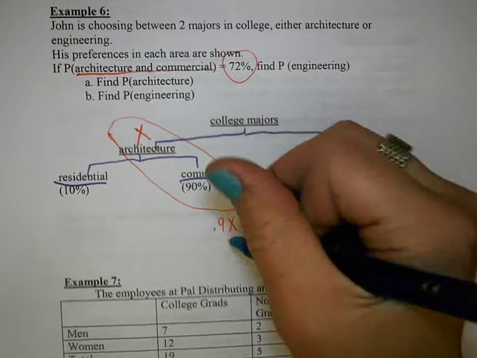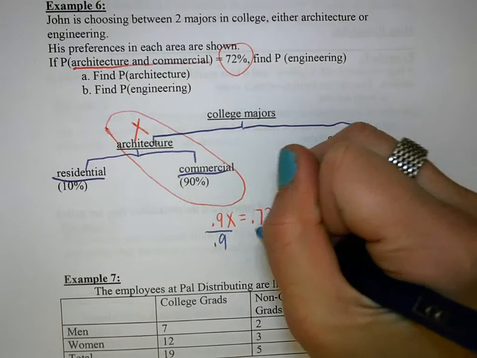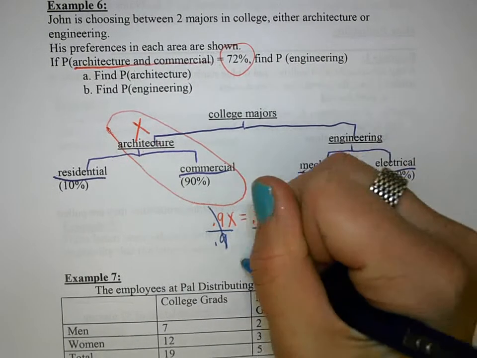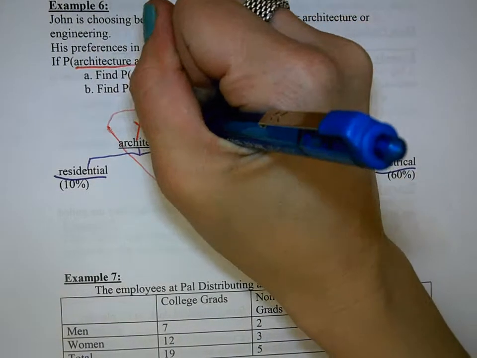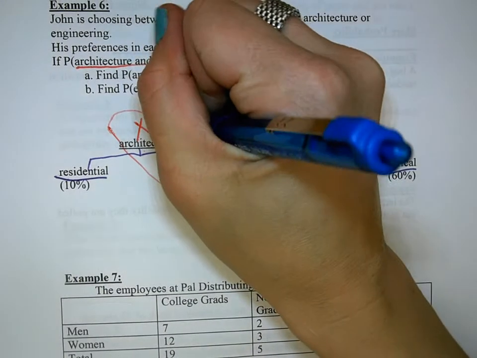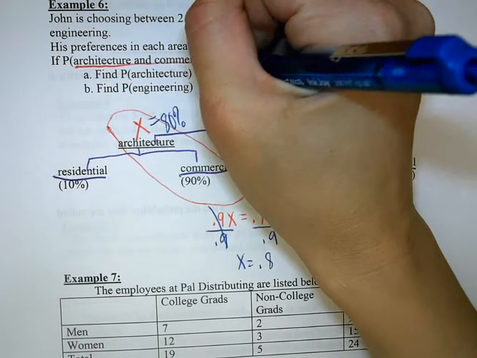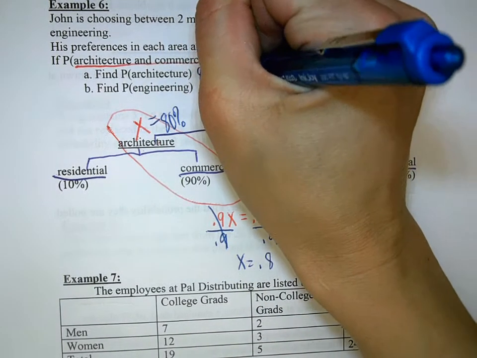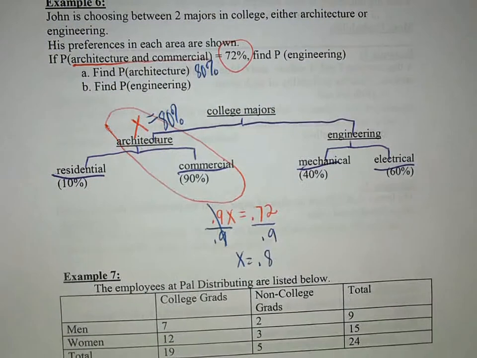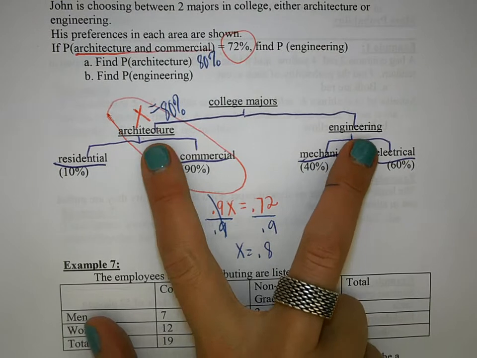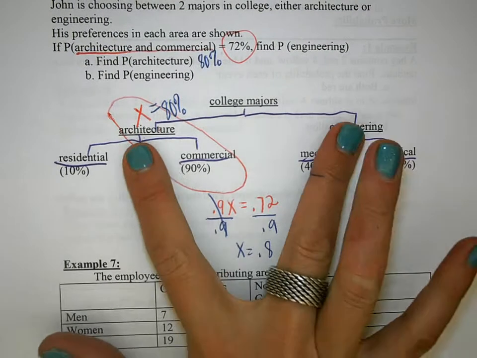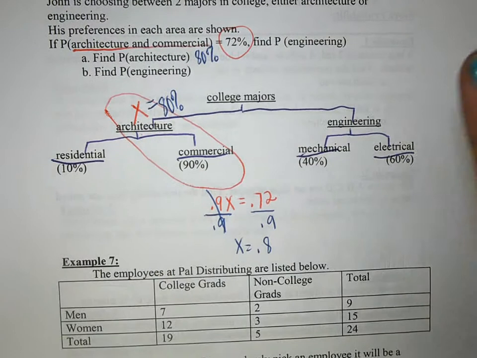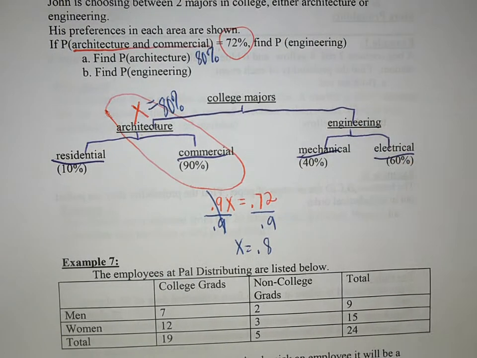And so to find the answer, we divide by 0.9 to both sides. And we get x equals 0.8. Or as a percent, it is 80%. So architecture is 80%. Now, these 2, he has to choose architecture or engineering. He's going to choose one of those 2. So if this is 80%, this has to be 20%.